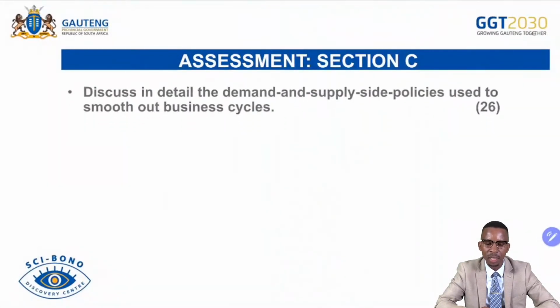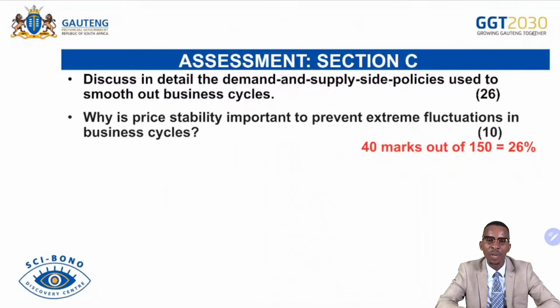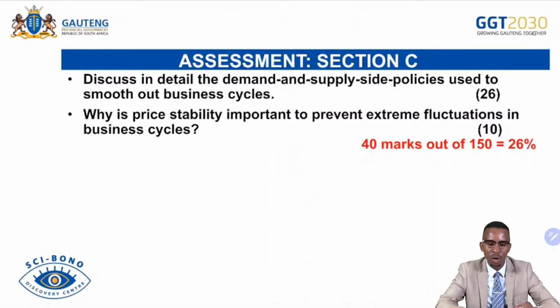And then let's see. This is a repeat. Discuss in detail demand and supply side policies used to smooth the business cycle. I'll be very quick on this because it's a repeat of the content I've explained to you. There's also a worksheet and the memorandum or marking guideline of the same thing. Why is the price stability important to prevent extreme fluctuations in the business cycle? 10 marks, then that gives us the 40 marks. It contributes about 26% out of 150.